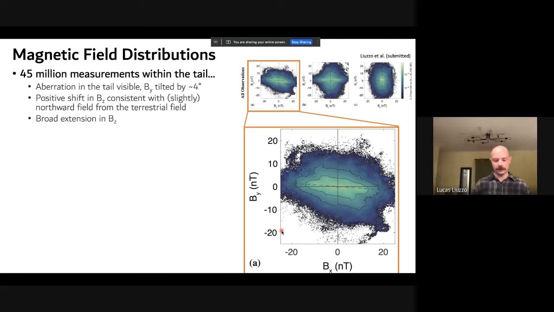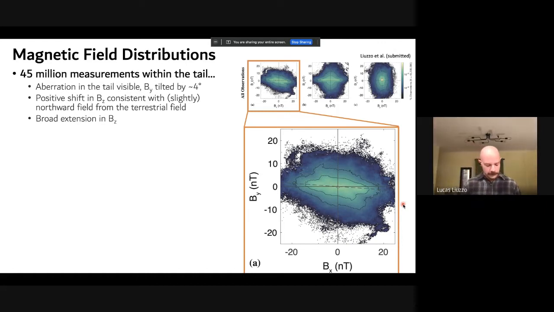So again, the tail or sunward aligned component is Bx, and By is the orbital or anti-orbital component. And the most striking thing that you can see is this entire distribution in the magnetic field is kind of tilted. You see really well here at the edges of these distributions that this is tilted by approximately 4 degrees, which is what this dashed line corresponds to.